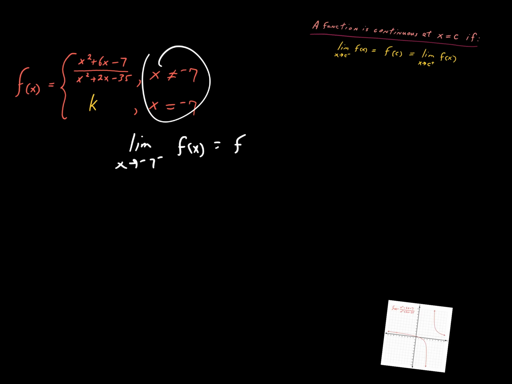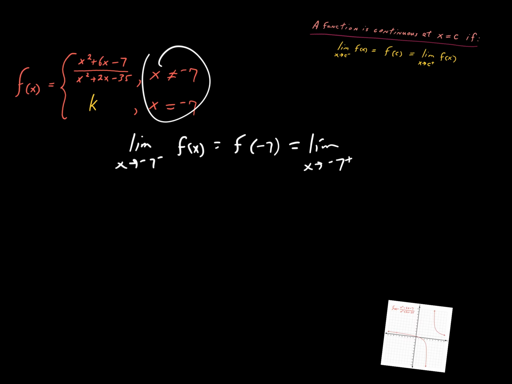Does that equal the same thing as f of negative 7? Oh wait, we're going to find the k, so we don't have to put a question mark there. We're just going to figure out what that k value is. And let's see here. So on the limit as x is going to negative 7 from the right side, well, what do we use from the right side?